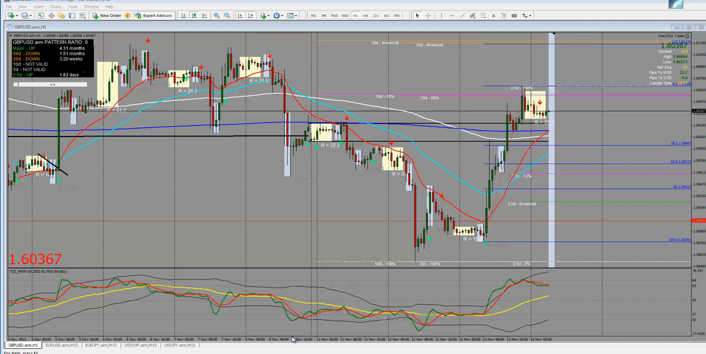But looking at this, we have an opportunity to go short here, and we go long around here somewhere to these levels. So there are good opportunities in the pound dollar today. Keep an eye on it.